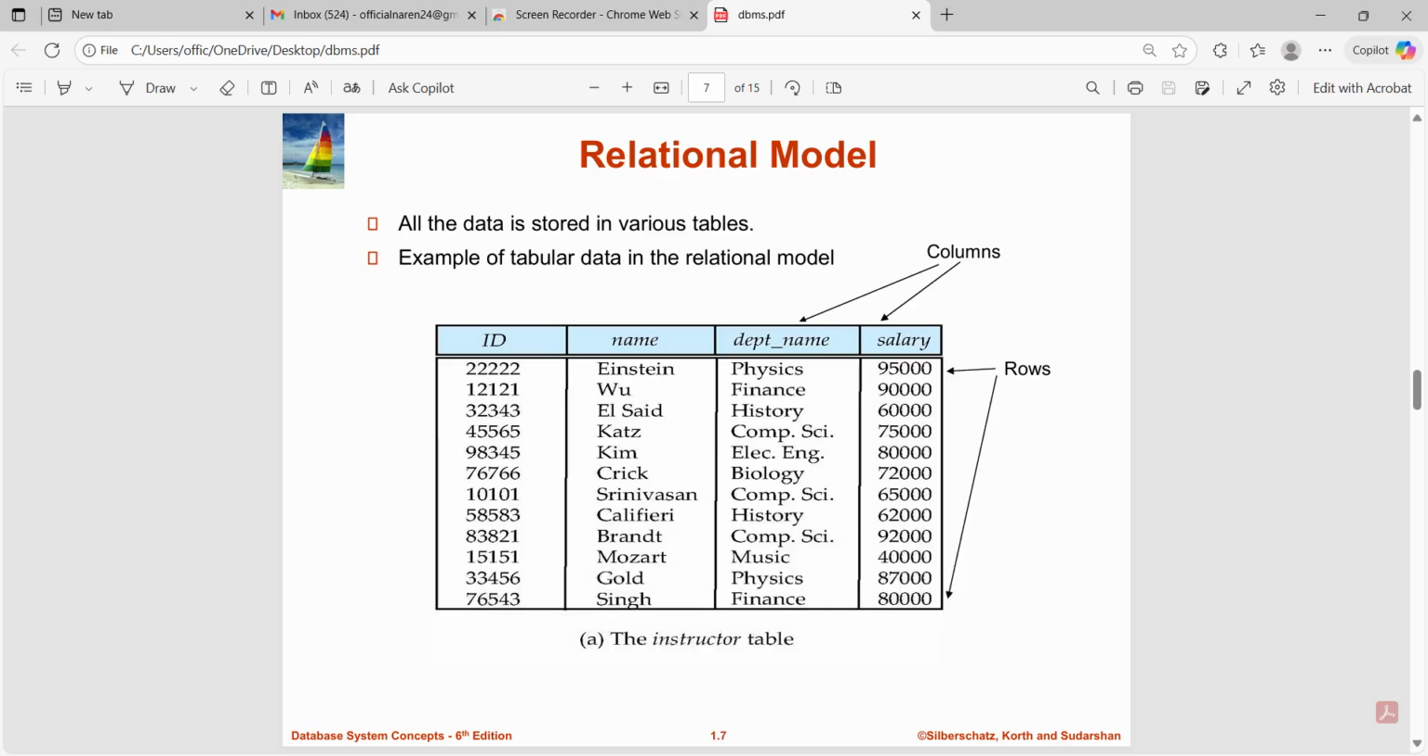So coming to the relational database model, here everything is constructed in the format of tables. That is, it consists of rows and columns, which contain entities and attributes.